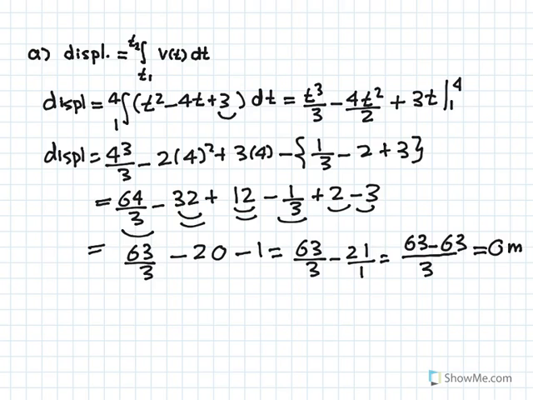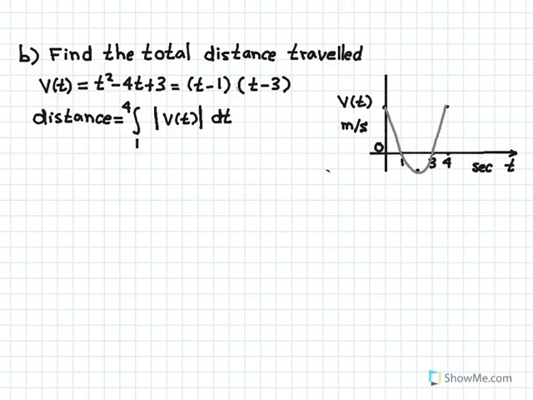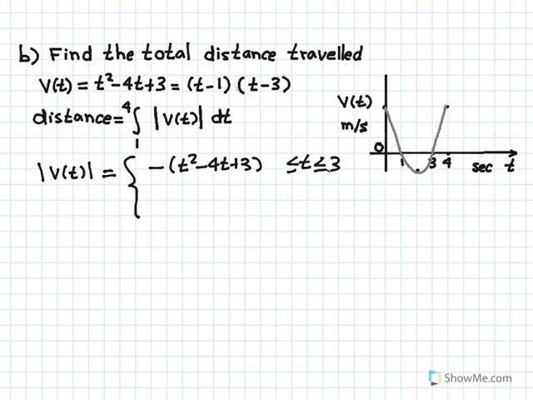All right, let's look at part B. In part B, we have the velocity is t squared minus 4t plus 3, and our goal is to find the distance. The first thing we need to do is to change the absolute value in such a way that we can get rid of the absolute value. So the absolute value of v of t is going to be minus t squared minus 4t plus 3 when t is between 1 and 3.